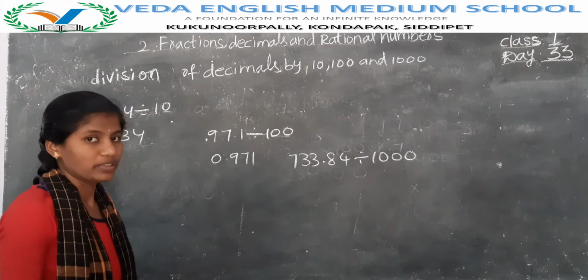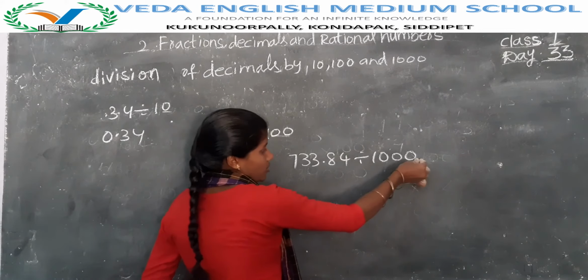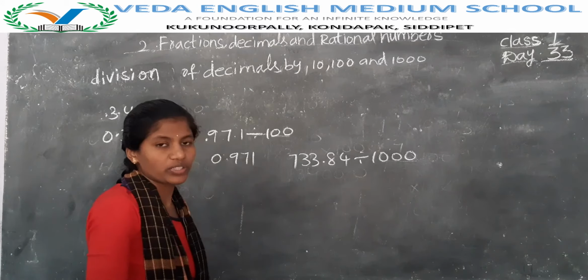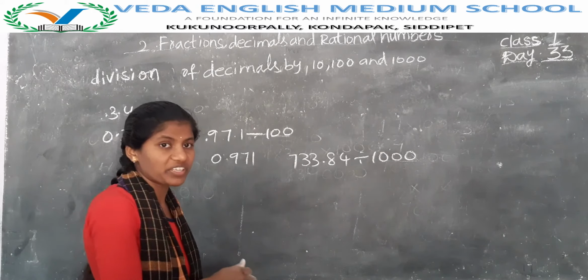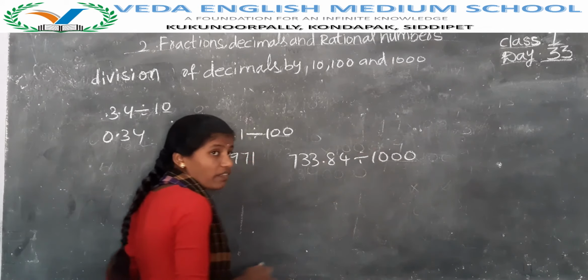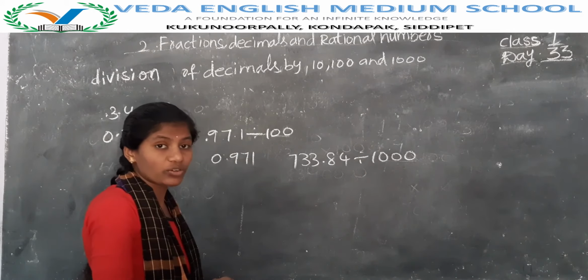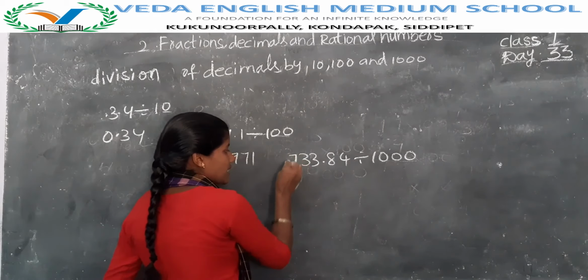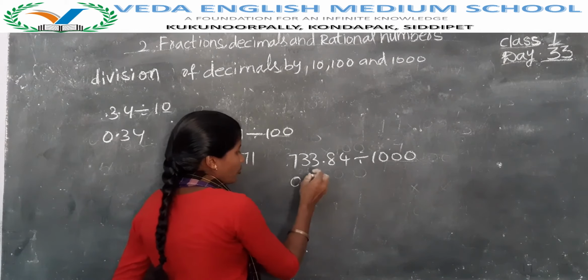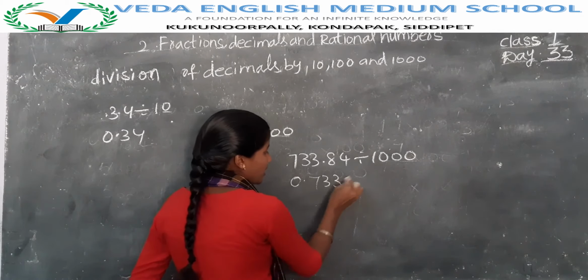733.84 divided by 1000. Now, how many zeros are there in 1000? In 1000 we have 3 zeros. So in the division, the point moves to the left side after 3 digits. Why does the point have to move after 3 digits only? Because in 1000 we have 3 zeros. So 1, 2, 3 digits have completed. Here you get the point: 0.73384.